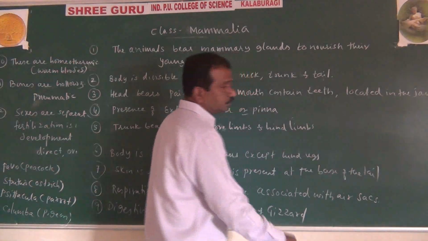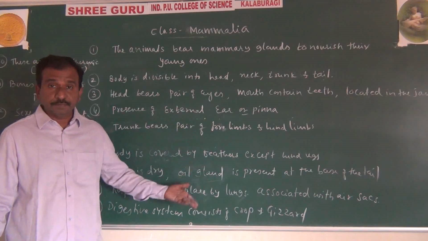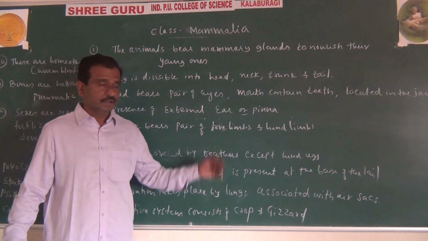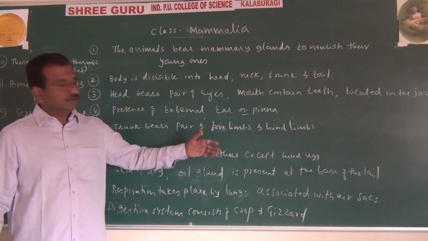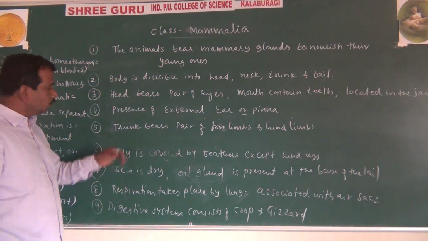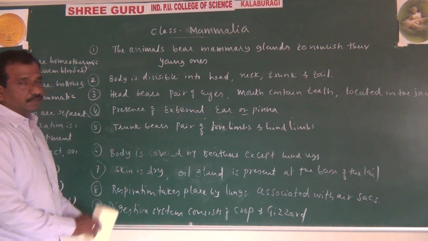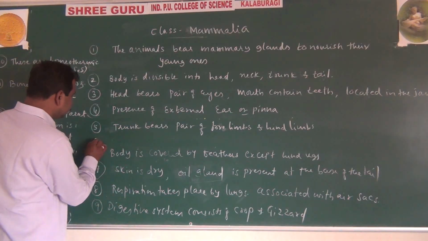A pair of forelimbs and hind limbs, just observe that they are meant for walking or swimming, aquatic purpose. So you can see walking, swimming, running, so that is normally meant for locomotion. That's what we are saying. So movement. Trunk bears a pair of forelimbs and hind limbs for movement purpose.